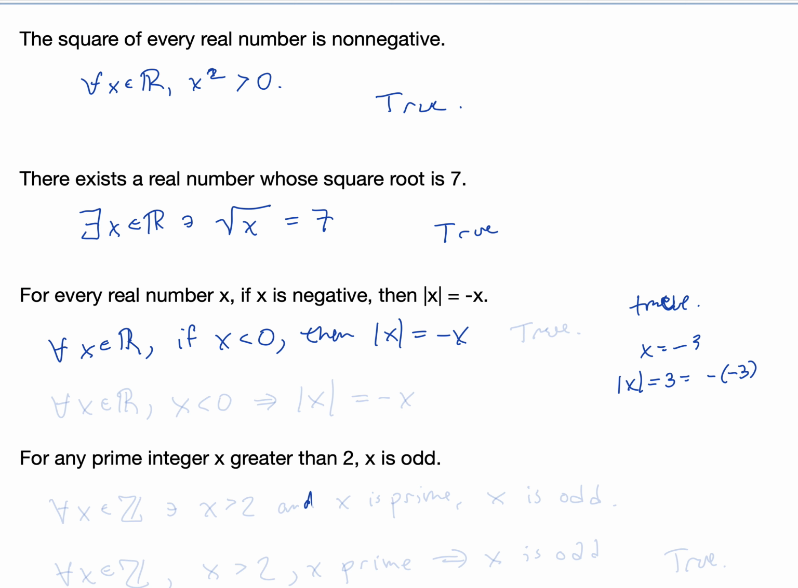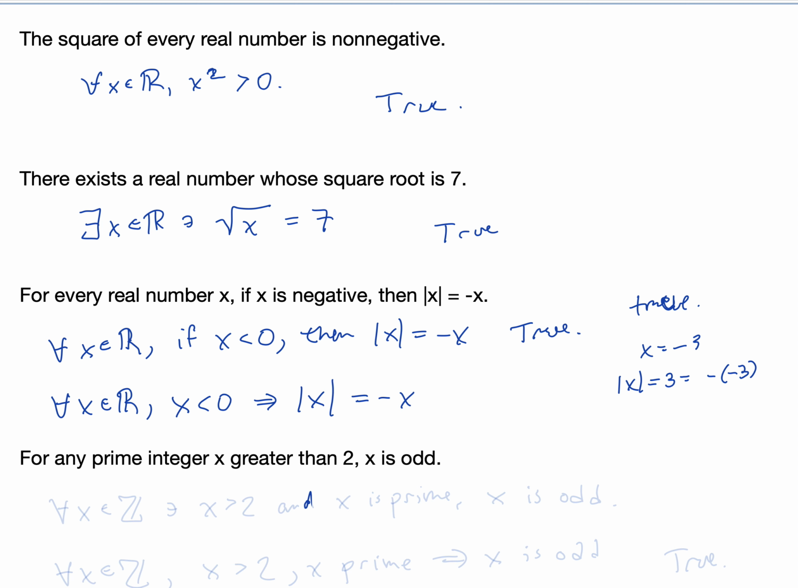Anytime we have a negative integer, the absolute value of it is the positive version, which is the opposite of the original. So this is true. Now, we could also write this in a different way. We could also write for any x in the real numbers, the if-then as an implies statement: x less than 0 implies absolute value of x is equal to negative x. That's another way we could write that statement.